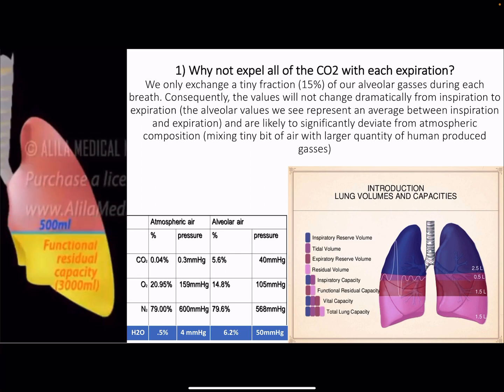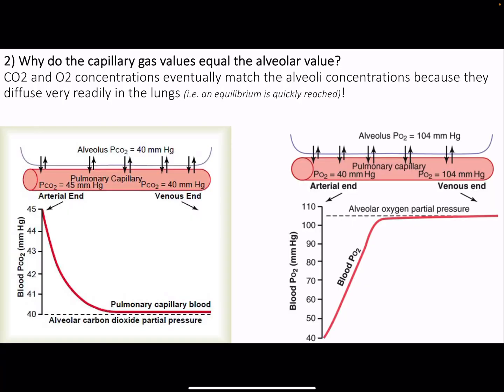Well, the reason we don't expel all of the CO2 is that you've got to remember, this is a tidal volume breath, right? You can fit, I don't know, 5 or 6 liters of gas in your lungs, but normally it's 500 in, 500 out, unless you're taking a super deep breath in or super deep breath out. So that's 15%. This 15% is going to mean that we're not going to drop all of our CO2. We're going to drop a small value.